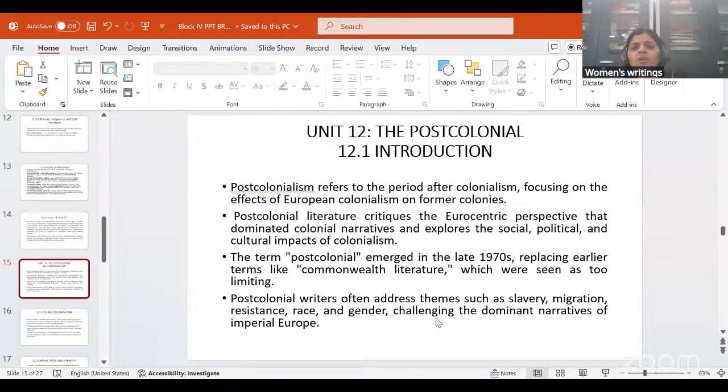So India was colonized by British. Africa was colonized by British. America was also colonized by British. So this is colonizing. But as soon as these people left these countries and gave independence to those countries, whatever literature came into existence is called post-colonial literature. So post-colonialism refers to the period after colonialism, focusing on the effects of European colonialism on former colonies. Former colonies means the countries which became independent.